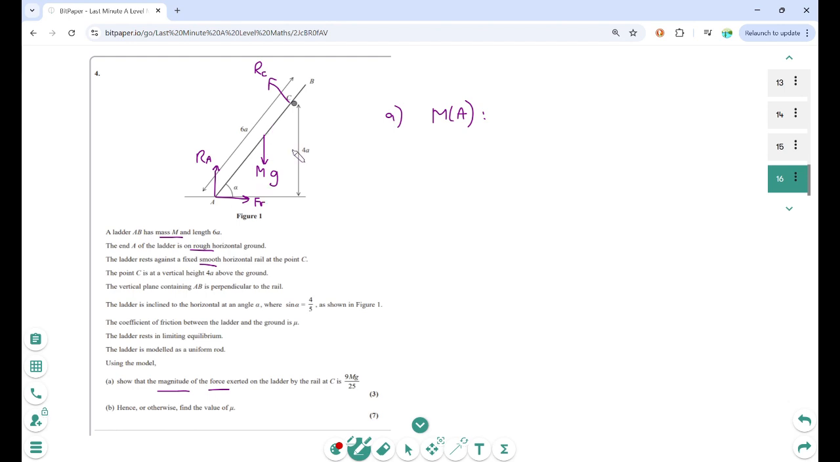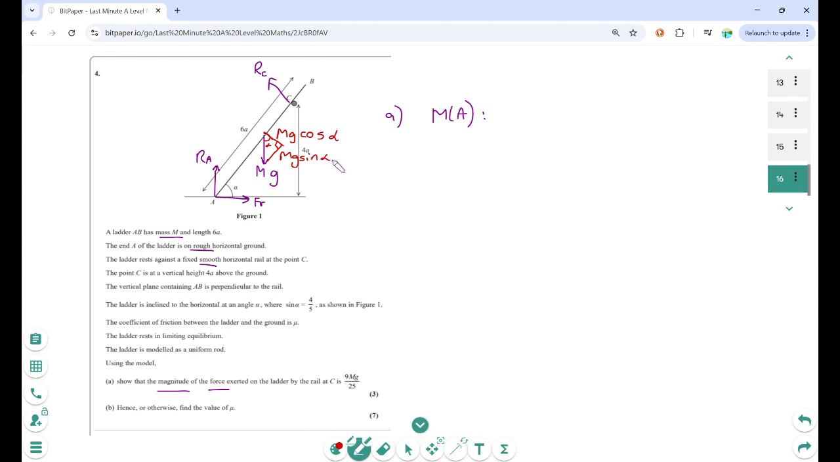Looking at this MG, this is not perpendicular. So we need to turn this into a triangle. That's right angled. Move your angle into the triangle, so that's going to be here. And then resolve with your friendly SOHCAHTOA. So we have MG as the hypotenuse. This is adjacent to the angle, so it's going to be MG cos alpha. And this is opposite, so it's going to be MG sine alpha.